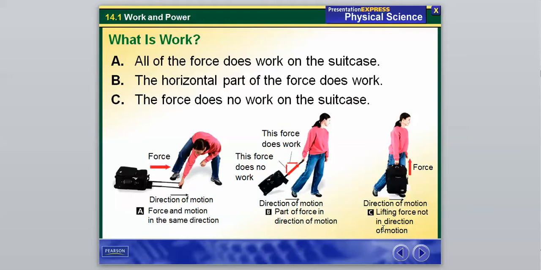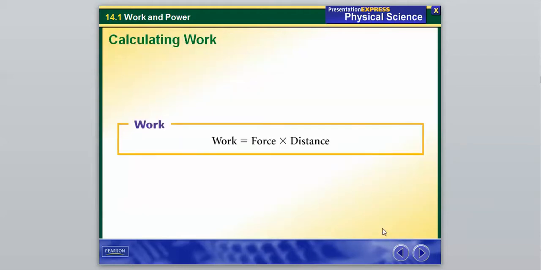So the best way to break down work is that it has to do with force and direction of motion. They have to be going in the same direction, or at least part of the same direction, in order for work to be done. And because of that, we can actually calculate work. Work is simply force times distance, which makes perfect sense because those are the only two things we've been mentioning so far when we talk about work. So that's our equation for work. We'll probably do some sample problems with that later on.